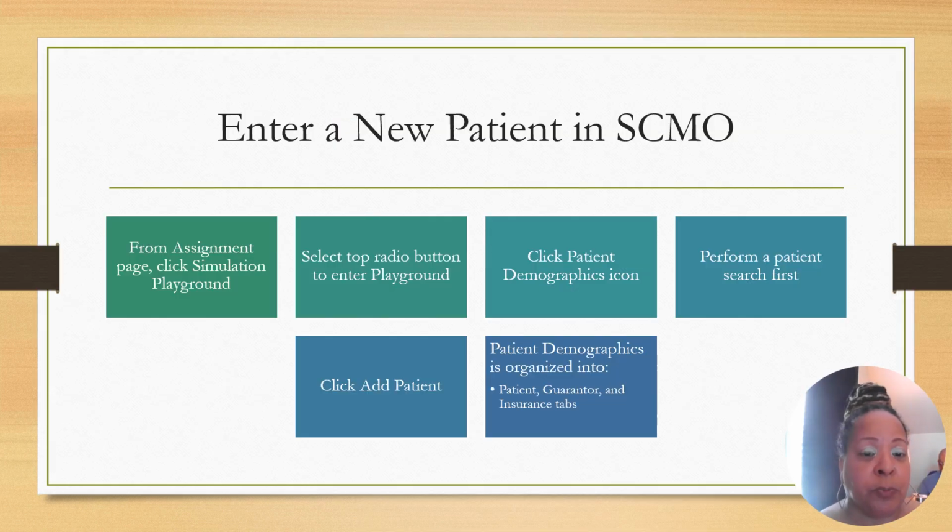All right, enter a new patient into SCMO. From the assignment page, click Simulation Playground. Select your top radio button to enter Playground. Click the Patient Demographics icon. Perform a patient search first. Click and add patient. Your patient demographics is organized into patient, guarantor, and insurance tabs.